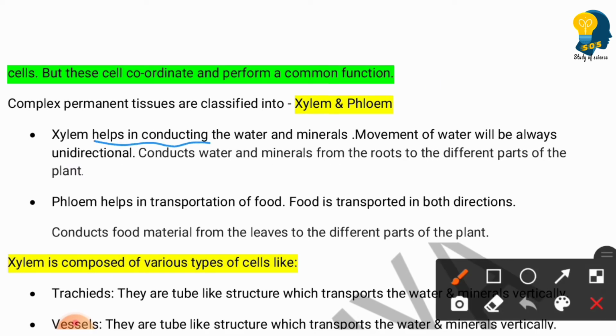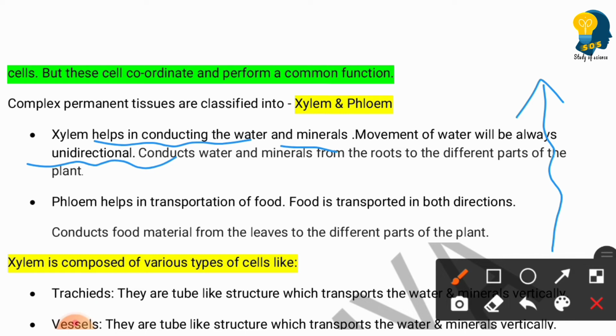Xylem helps in conducting water and minerals. The movement of water takes place from the roots to the stem, so it is always unidirectional. The water from the root moves like this to the shoot part. Xylem conducts the water and minerals from the roots to the different parts of the plant, and the movement of water is always in one direction. We call it unidirectional.